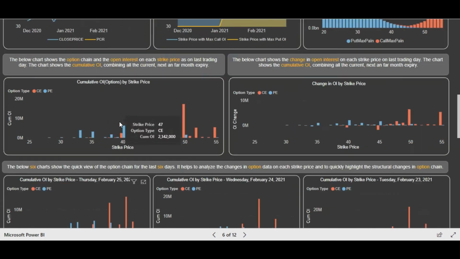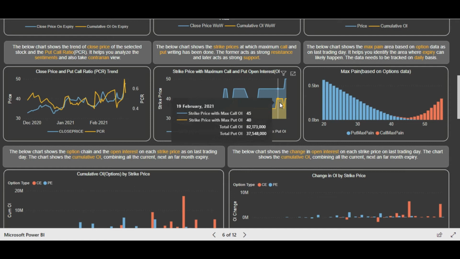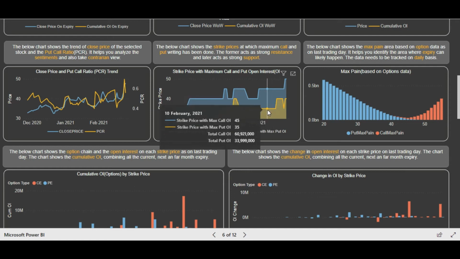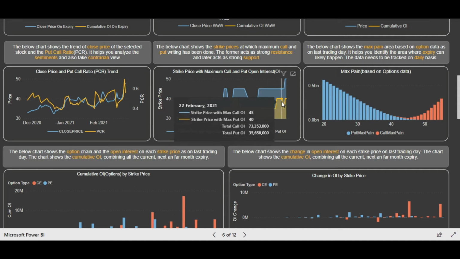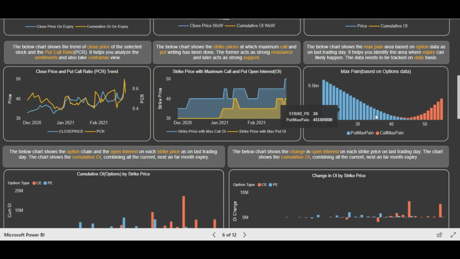Also, if you see the other chart, that is the band shifting, that is the maximum call writing and put writing. So here you see that earlier the maximum put writing was at 35, now it is at 40, and the base has shifted even higher. Now 50 has the maximum call writing, right? And you see the max pain also, that the put writing is more as compared to the call writing.